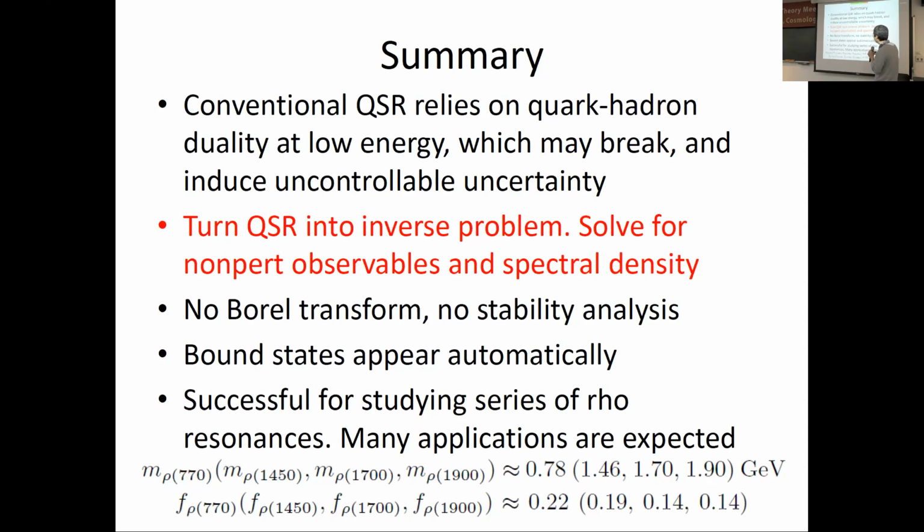As the chair just mentioned, because of the time limit, I didn't touch the other parts of our work. In fact, we applied this new method to study a series of rho resonances, and really established all the known rho meson states one by one. From rho 770 to rho 1900, the masses we obtained are shown here. Basically, they are very close to the values in PDG, and we also obtained the decay constants shown here. Thank you very much.